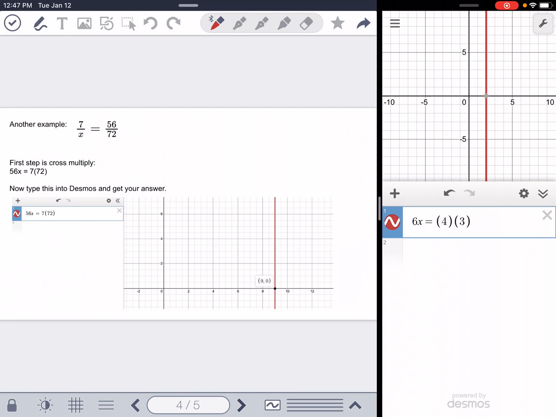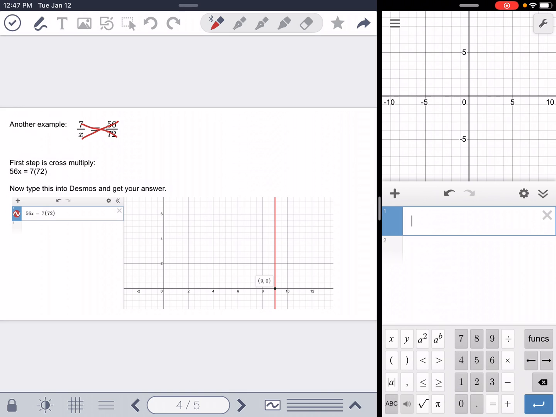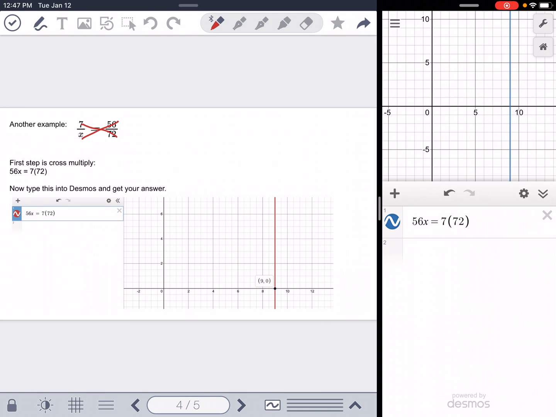Another example. So I'm going to cross multiply. So that gives me 56x equals 7 times 72. Now this time when I typed it in, I only used one set of parentheses, and that's okay. You got to use the set of parentheses though. And I get x equals 9. So x equals 9.